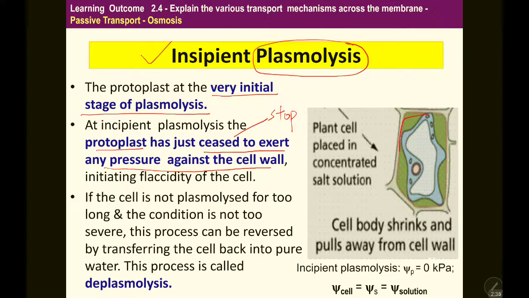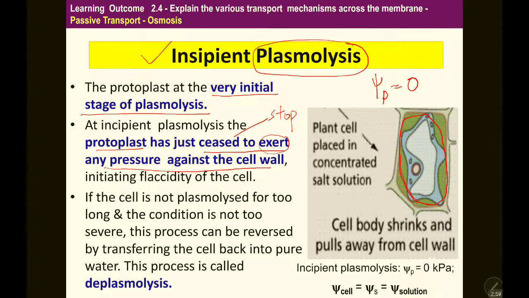Just start to shrink away. Okay, compared to fully plasmolyzed just now, for this one they just start to shrink away. They stop exerting any pressure on the cell wall. So at this moment, the pressure potential equals 0. They are not exerting any pressure on the cell wall.